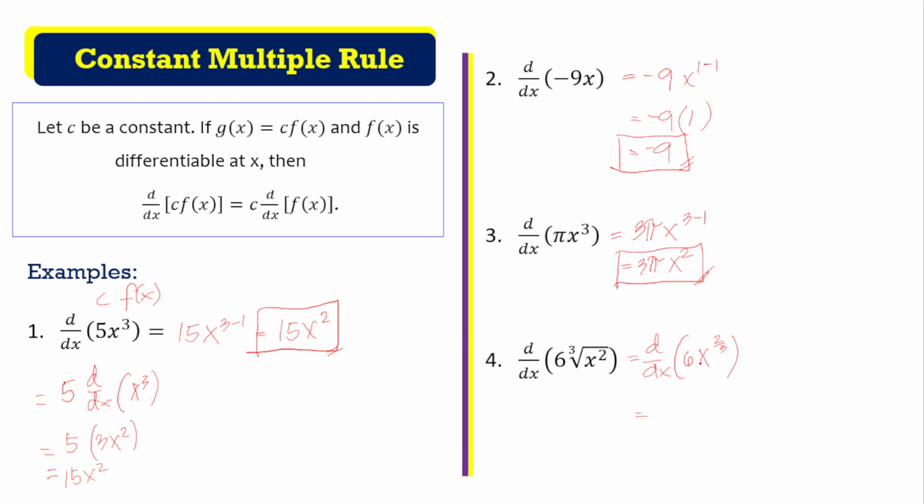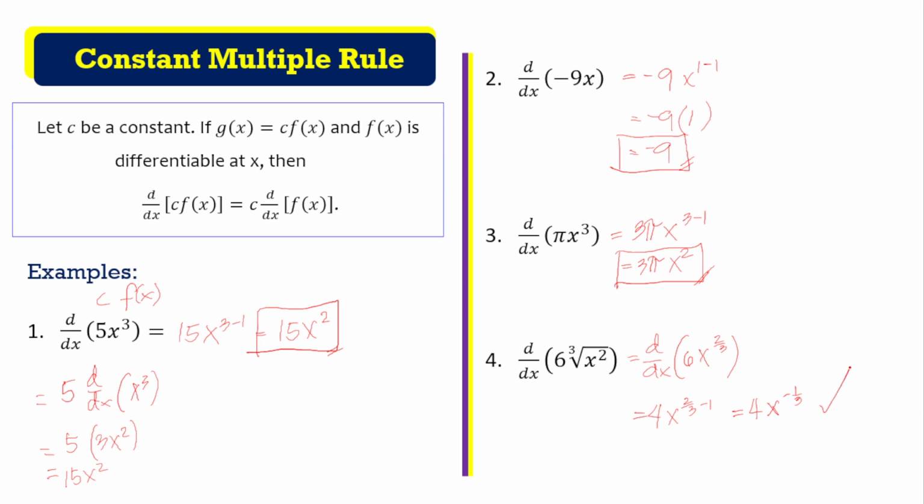Now you just have to multiply 2/3 to the 6. So you multiply the exponent to the constant. So 2/3 multiplied by 6: 6 times 2 is 12, divided by 3 becomes 4. Copy the variable x, then subtract 1 from 2/3. That will give you 4x raised to negative 1/3. If you want to write it this way, yes, we can do that.